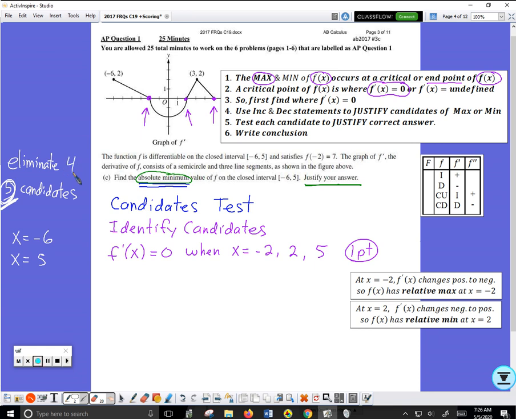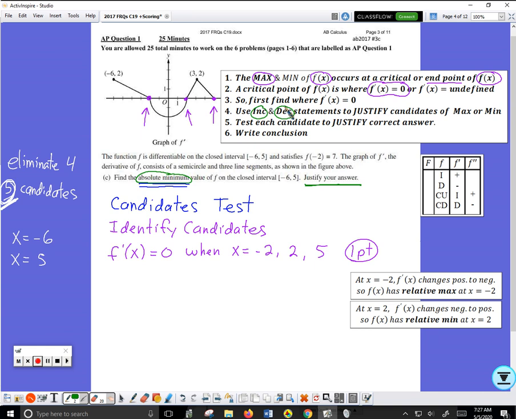You can eliminate candidates using integrals, or you can eliminate candidates sometimes using increasing, decreasing statements. That's what this is for. So I have 2 options. I can eliminate candidates using integrals, or I can eliminate candidates using increasing, decreasing statements. It kind of depends on the problem which of those 2 methods is easiest.